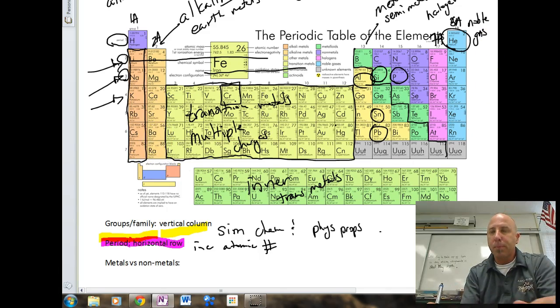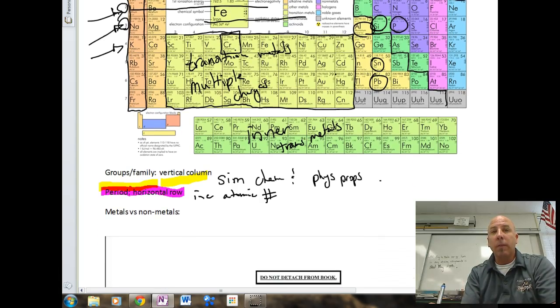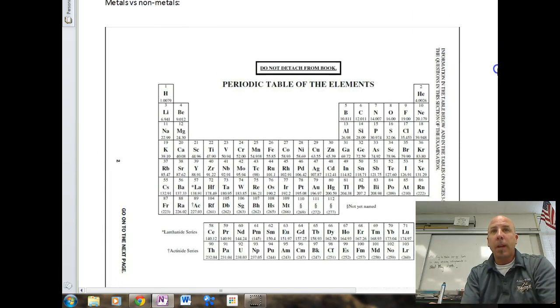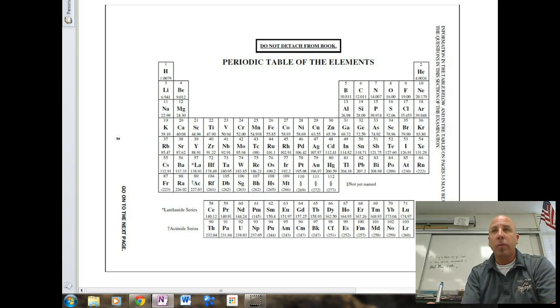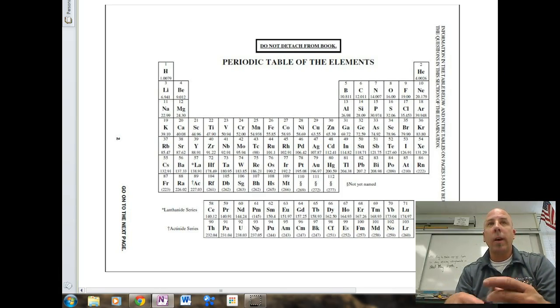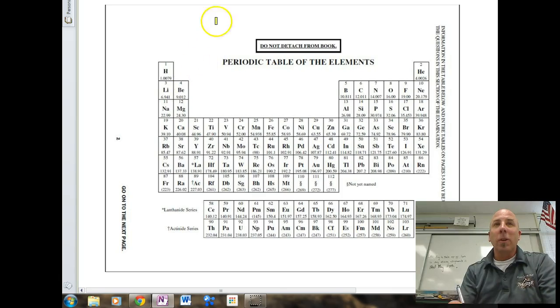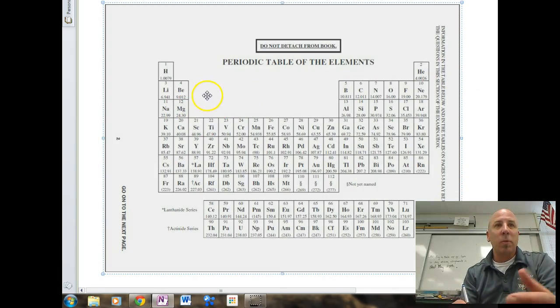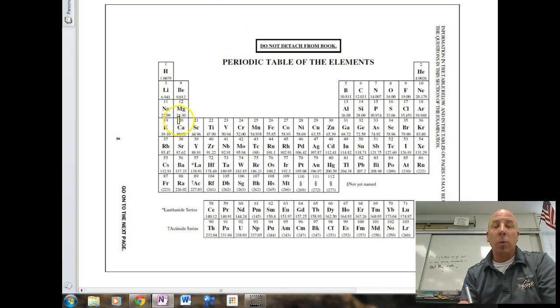Now let's get into looking at what the periodic table looks like for AP chemistry. And this is our periodic table for AP chemistry. One of the things that stands out on the periodic table for AP chemistry is it does not have names. Periods are not labeled. Group numbers are not labeled. So there's not a lot of labeling on here, but we still need to be familiar with this, to use this and do what we need to do with it.